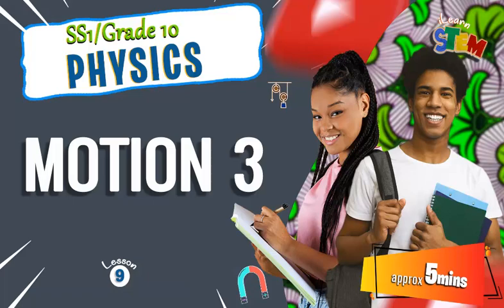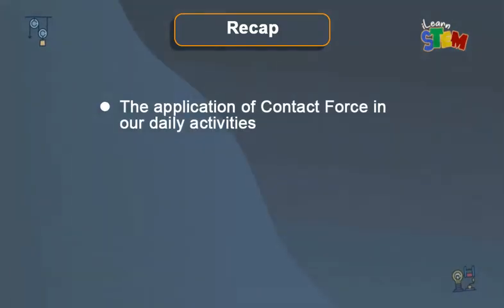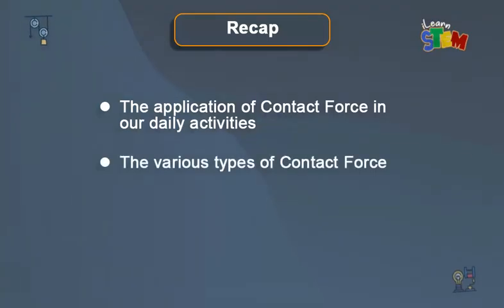We are going to talk about the non-contact forces that affect motion. Before we proceed with today's lesson, remember, in our previous class we learnt about the application of contact force in our daily activities. We also learnt about the various types of contact force.